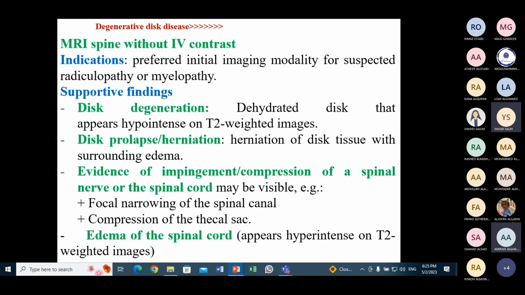And also you can see evidence of compression of spinal nerve root, which we showed you before in the normal MRI. Nerve root compression by the herniated disc can also be assessed by this MRI. This is evidence.